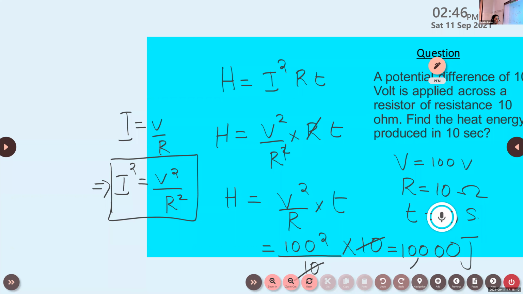Heat energy developed in a circuit is given by H is equal to I square RT, but in the given question, current is not provided. So we just convert the term current in terms of voltage. According to Ohm's law, we know that I is equal to V by R. So I square is equal to V square by R square. We substitute this equation here.